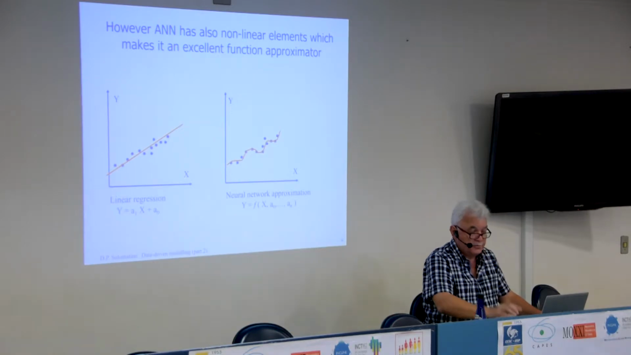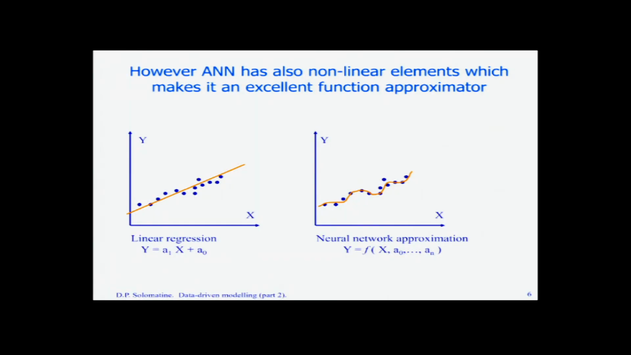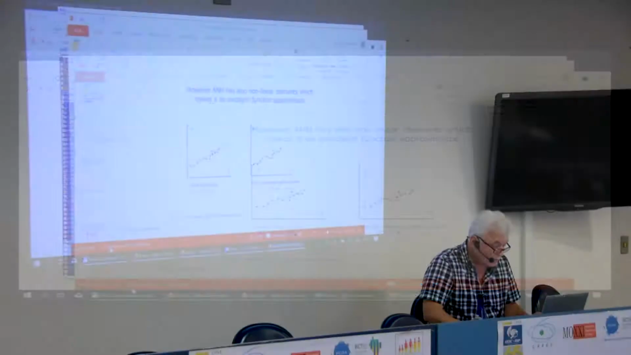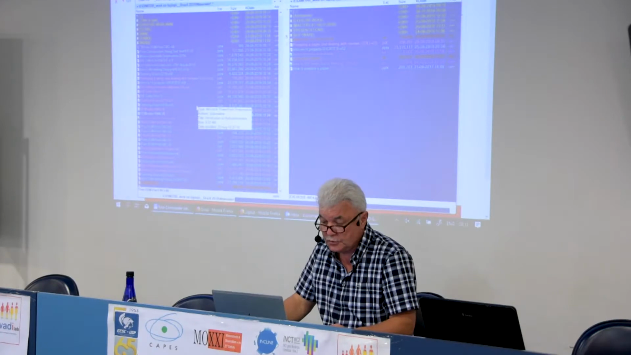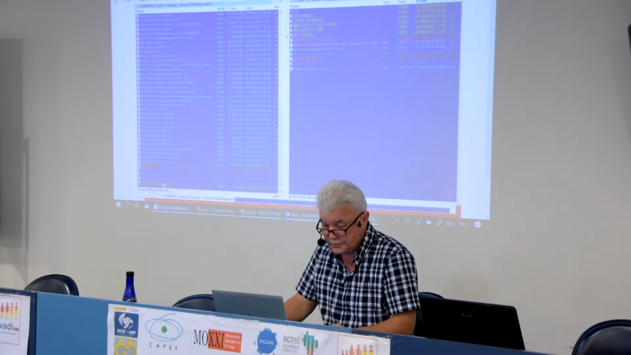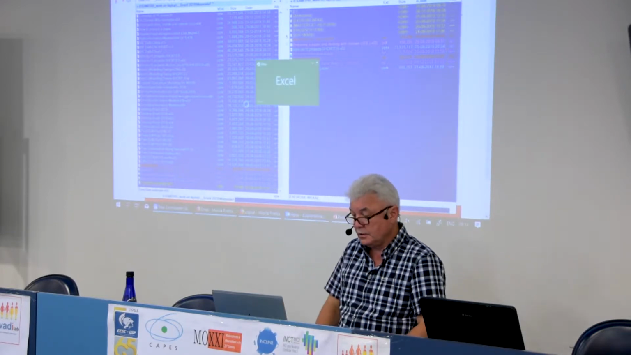So linear regression builds a linear model, and a neural network actually builds a non-linear model. Well, it's just an illustration, don't look at it seriously. So what we'll do now, we will build a linear regression model using Excel. There are different ways of doing this, but I want to show you a very quick way. So please open Excel.